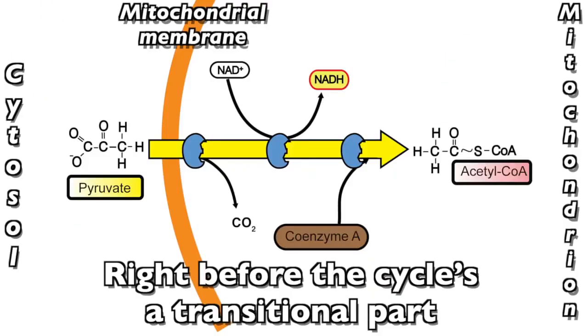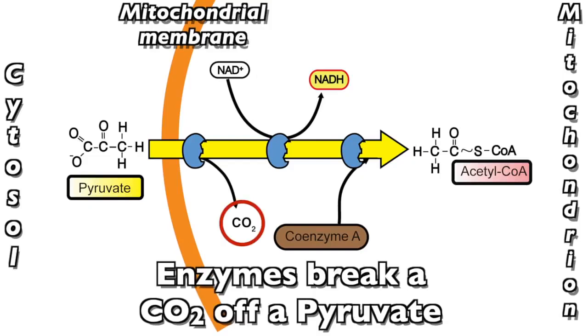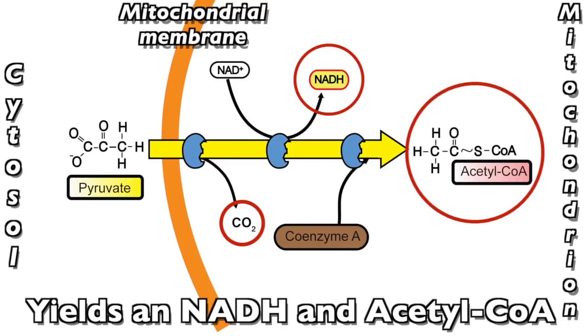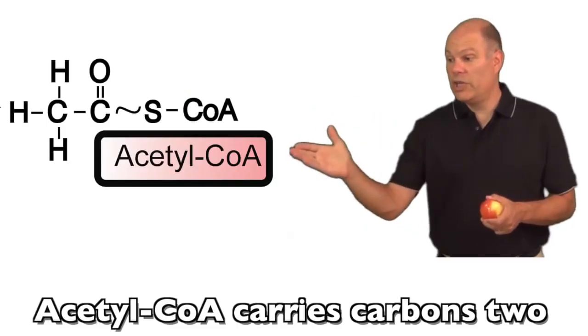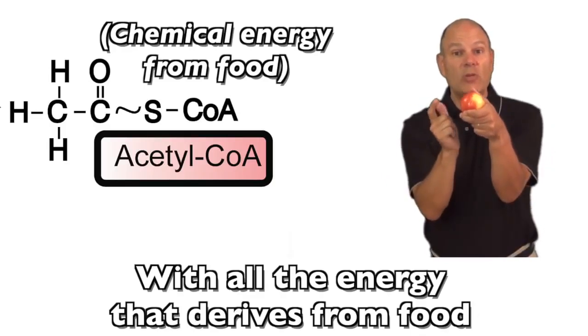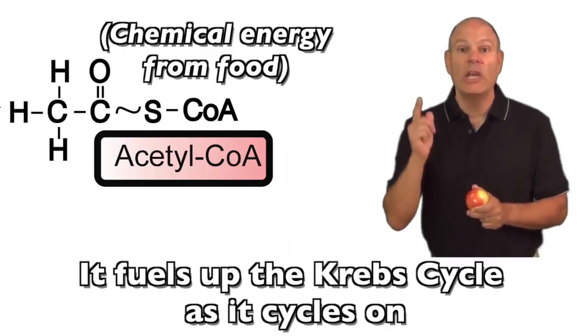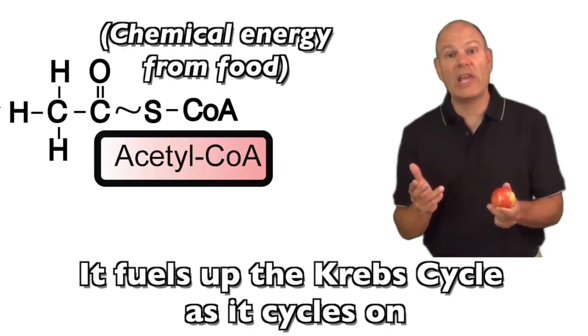Right before the cycle is a transitional part that links Krebs to glycolysis so Krebs can start. Enzymes break a CO2 off a pyruvate, which yields an NADH and acetyl-CoA. Acetyl-CoA carries carbons too, with all the energy that derives from food. It's a highly reduced molecule with energized electrons that fuels up the Krebs cycle as it cycles on.